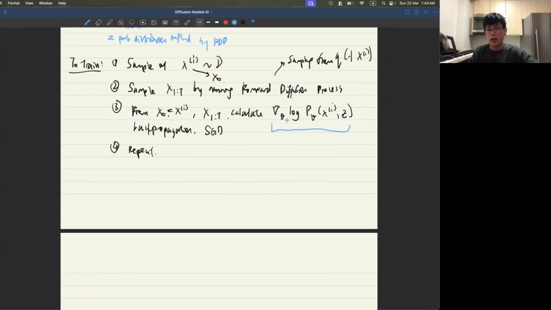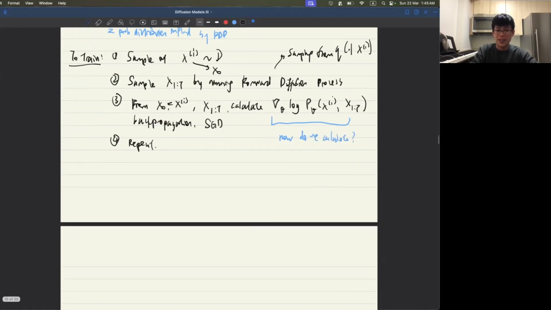This all looks very straightforward except for the third step where we need to calculate the gradient of the log of the joint probability density. So let me just fix up my notes because this z over here is really supposed to be x1 to t, right? Because this z over here is actually the latent variables, which is x1 to t. So how do we calculate this part?